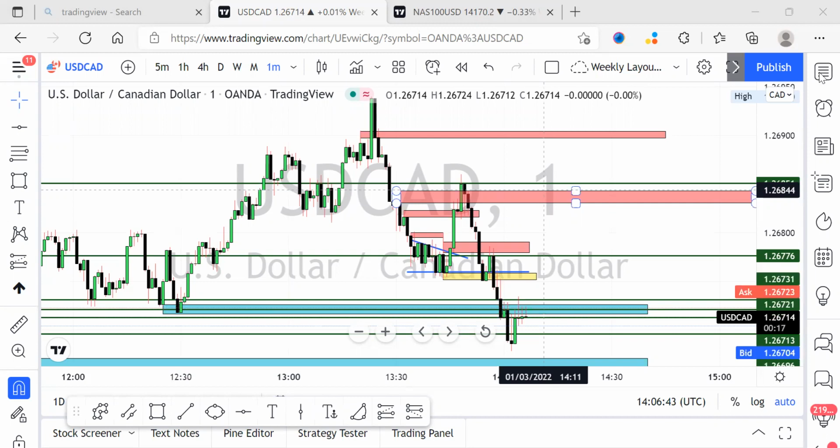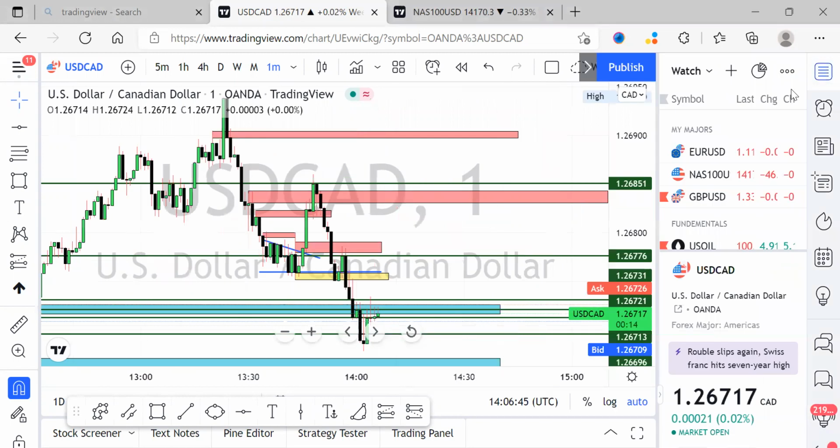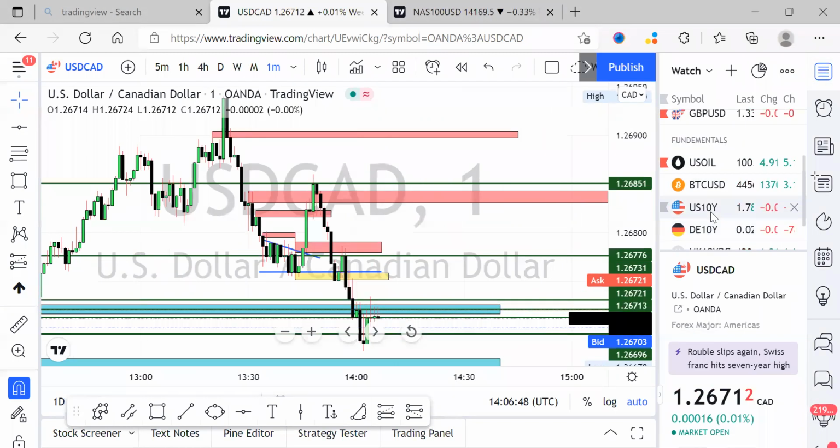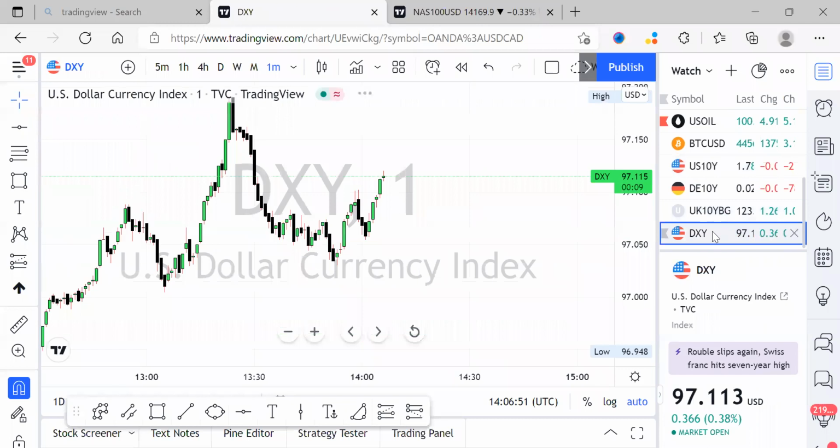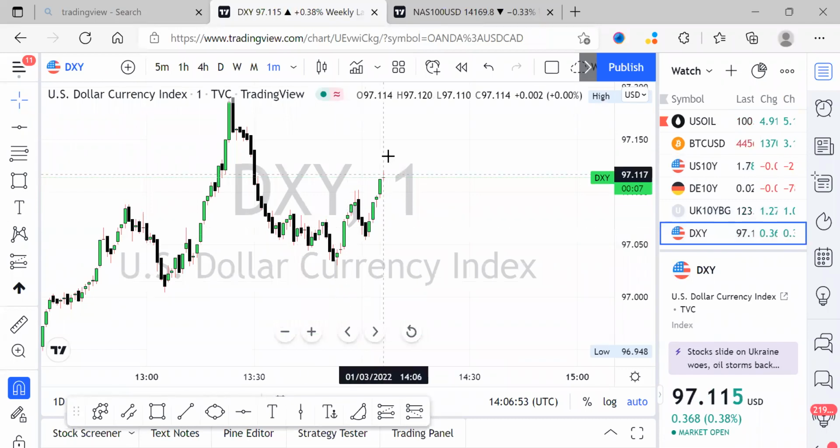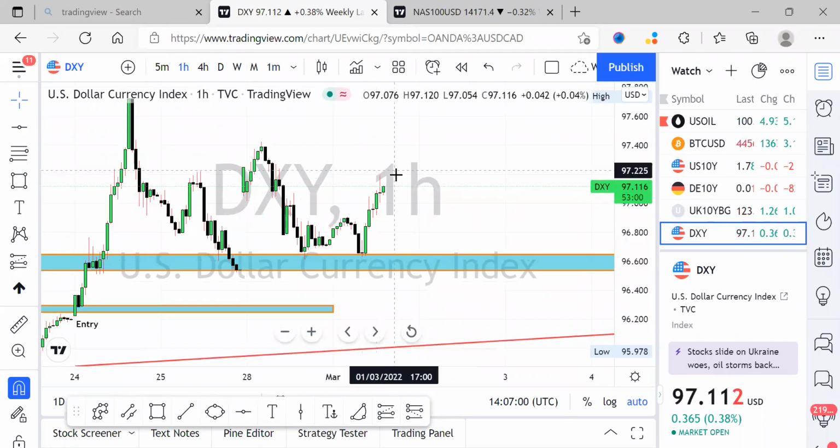So if we look at why it's happening, the main thing is we've got to look at the dollar index. Dollar index at the moment should be buying. If we now look at the hourly, it's buying pressure. If dollar index is buying, then our other one should be selling. Bank Nifty, yeah, we'll do Bank Nifty.